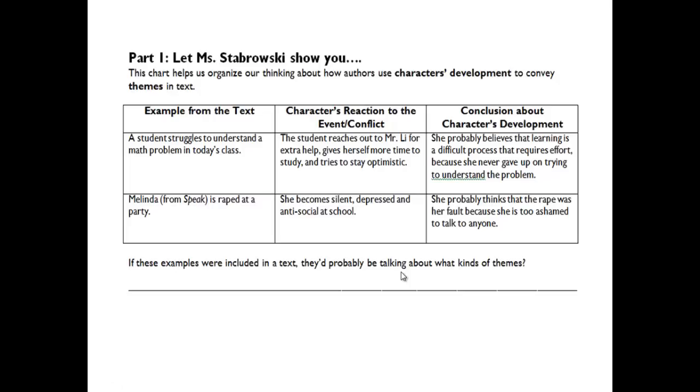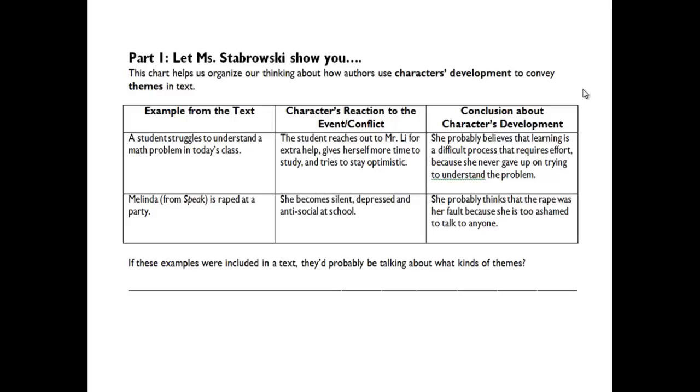This chart helps us organize our thinking about how authors use characters' development to convey themes in the text. So you'll see a 3-column chart. On the left-hand column it says example from the text, and we have a couple of examples that are made up or from a different text. The second column says character's reaction to the event or conflict. And then the third column says conclusion about character's development. So we're going to go across, starting with the first row.